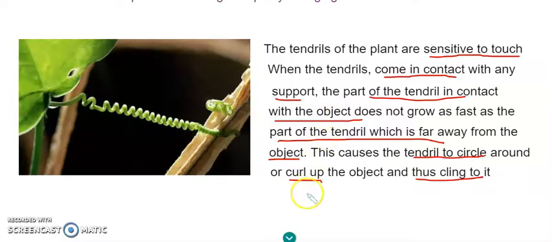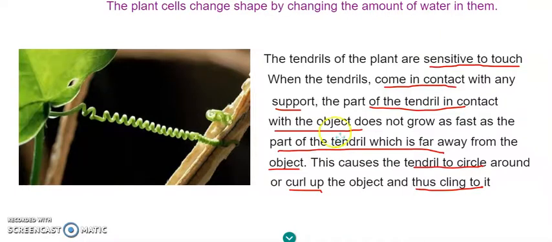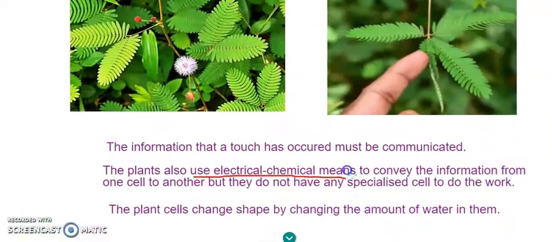That means the below part of the tendril is touching the support, so that will go slower, whereas the tip of the tendril is going very fast, and you can see how it is curling up. The tip which is far away will grow faster than the other tip of the tendril. So we just saw how a plant is responding to a stimulus, that is touch. Touch of any object or touch of a human body.